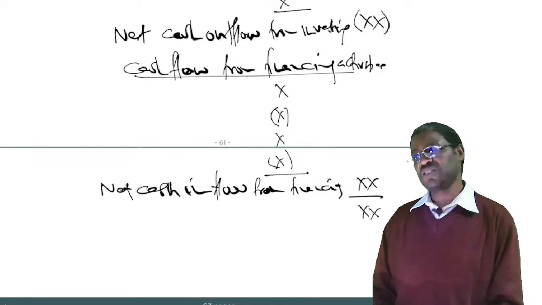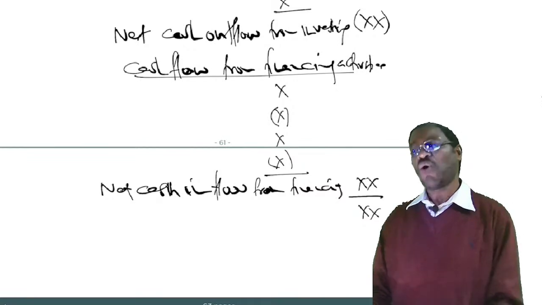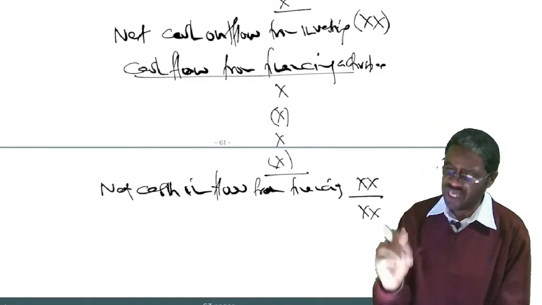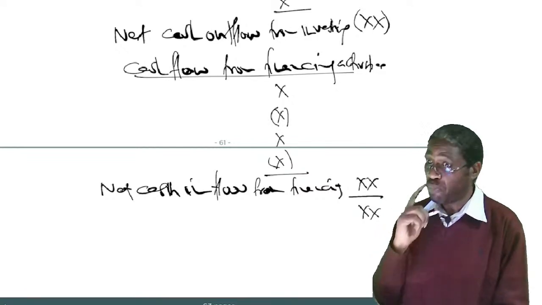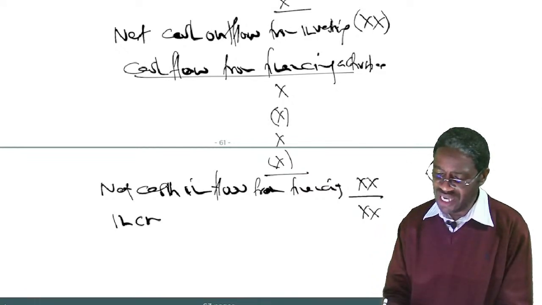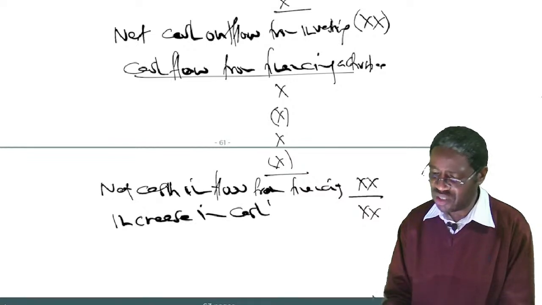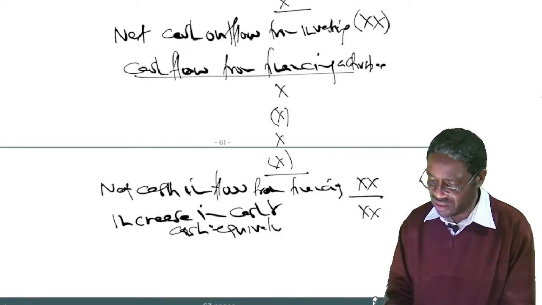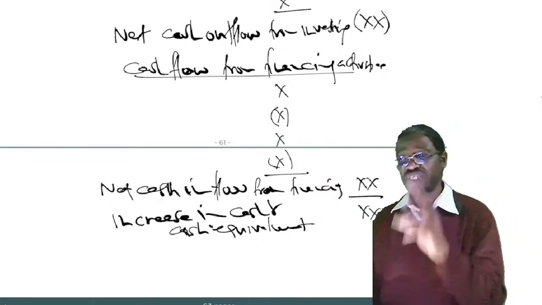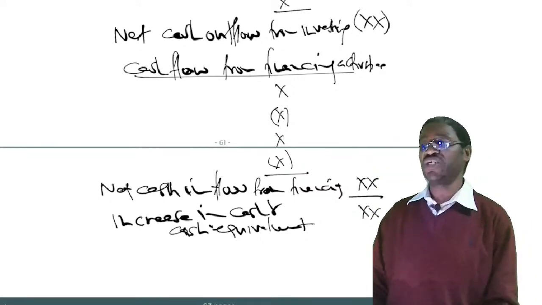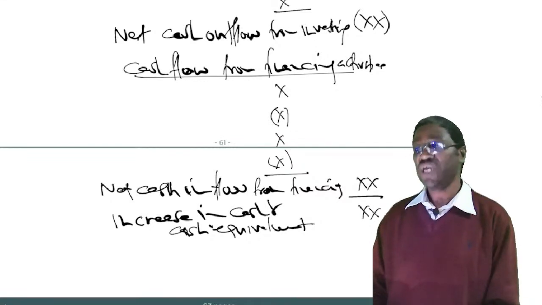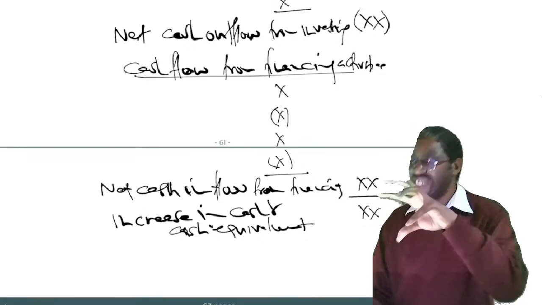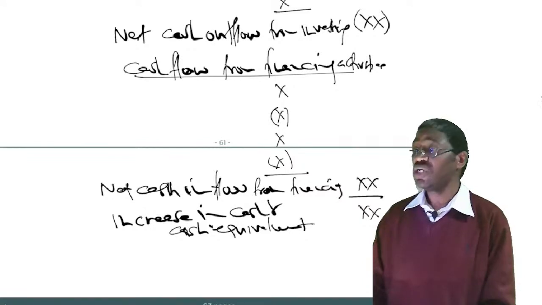That net again could either be a positive or a negative. If you got a positive, I hope you still remember, you used to call it an increase in cash and cash equivalent. If it was a negative, you had to call it a decrease in cash and cash equivalent.